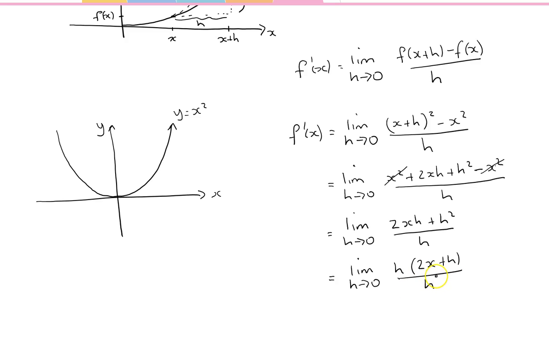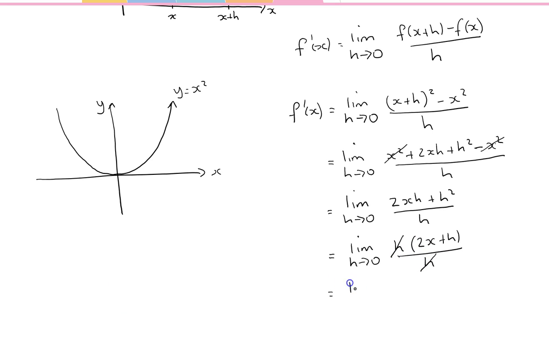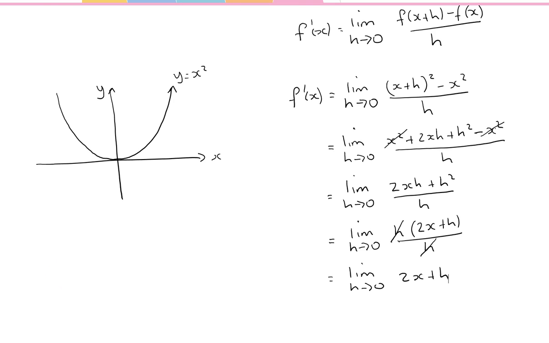And now it's very clear that this h will cancel with that one. And what we're left with is the limit as h approaches 0 of 2x plus h. Now I can put in my value of h equaling 0. So what we get is our derivative of the function of x is 2x plus 0, which is just 2x. So that is our derivative from first principles.